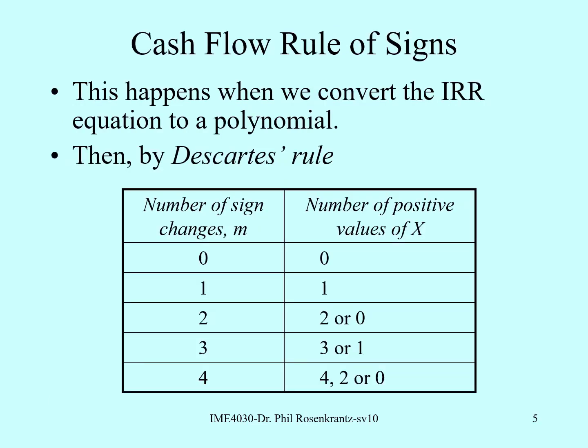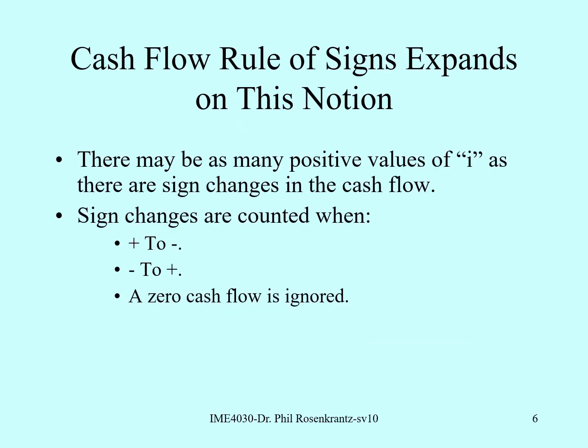To expound on this situation just a little bit more, when we create a polynomial so that we could solve for the internal rate of return, the number of sign changes has a lot to do with how many real roots we could have. And we really only want to have one useful number when we're done. In short, there may be as many positive values of the interest rate as there are sign changes in the cash flow.